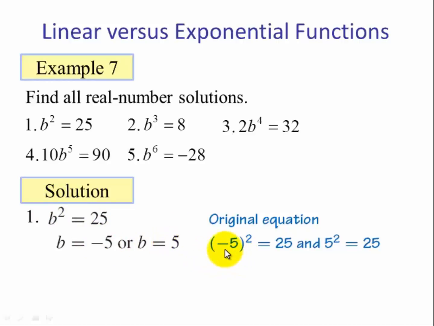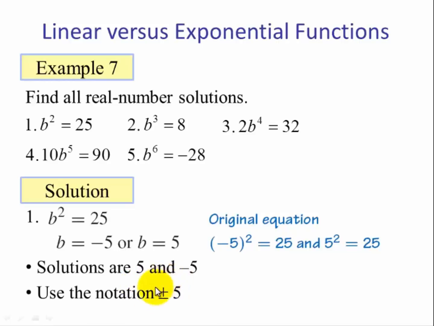The reason why is that -5 squared is -5 times -5, which is +25, and 5 times 5 is +25. So whenever your power is even, you will have a solution that is both a plus and a minus. And if you recall, this is the notation: so b equals plus or minus 5.